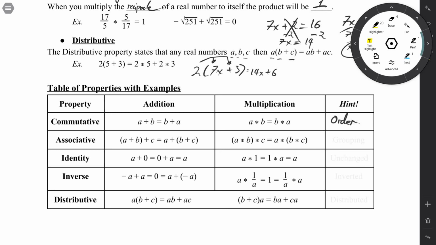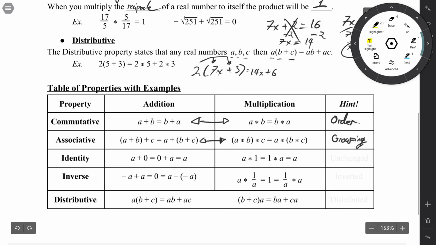And again, that's multiplication or addition. It does not matter if it's multiplication or addition. Now with the associative property, it's just grouping. That's the hint that I use for myself. Grouping is the detail here. And again, if it's all addition or all multiplication, the grouping doesn't matter. If it's multiplication and addition, the grouping absolutely does matter.